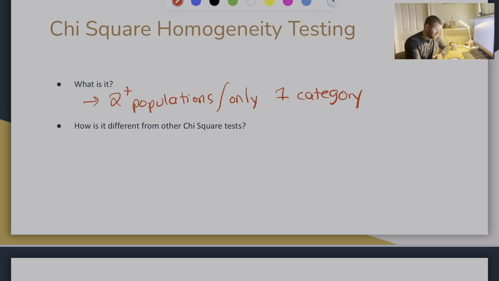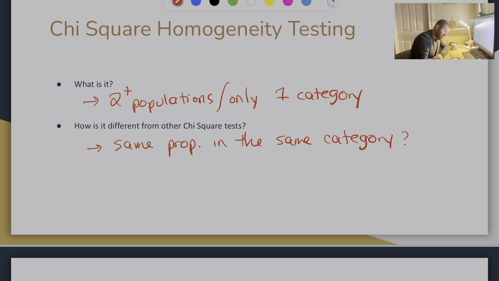Right, so we're going to see 2+ independent populations, and do we have the same proportion of people in the same category? And so how is it different from other chi-square tests? What we're looking for is the same proportion in the same category, which, mind you, that's also a test of independence. That is the idea. However, the difference is that instead of looking at one population and two events, we're looking at two populations and one event.